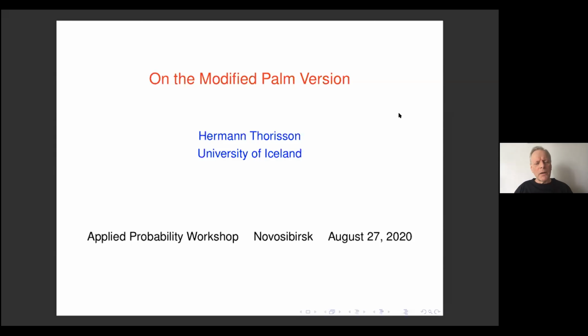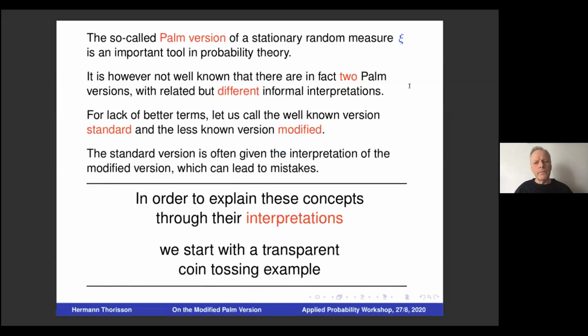I'm going to talk about the modified Palm version. Wait a minute. Okay, I can see my screen now.